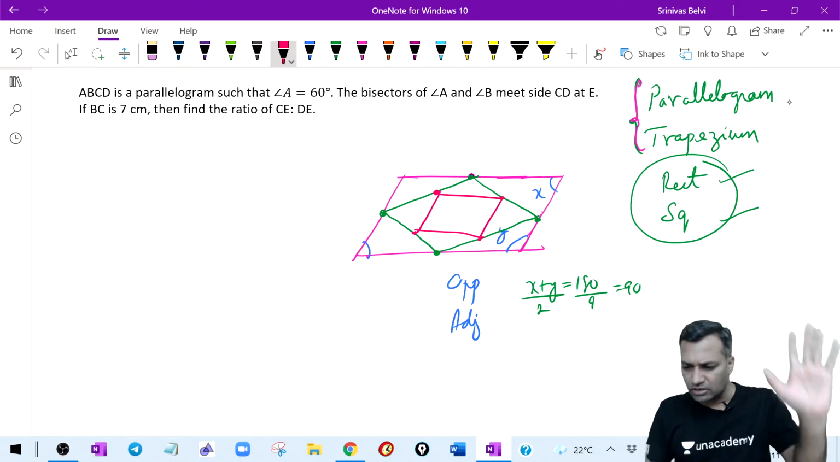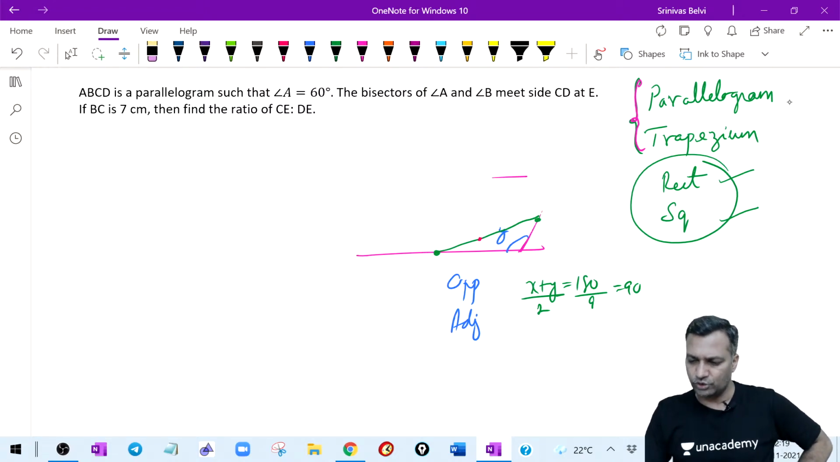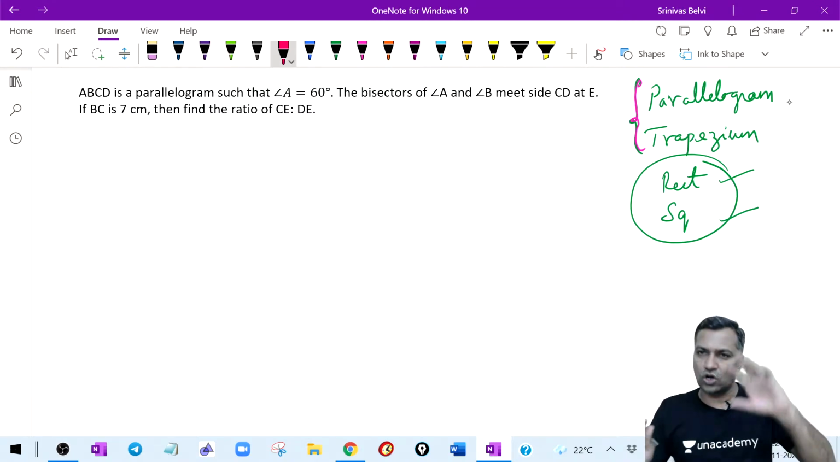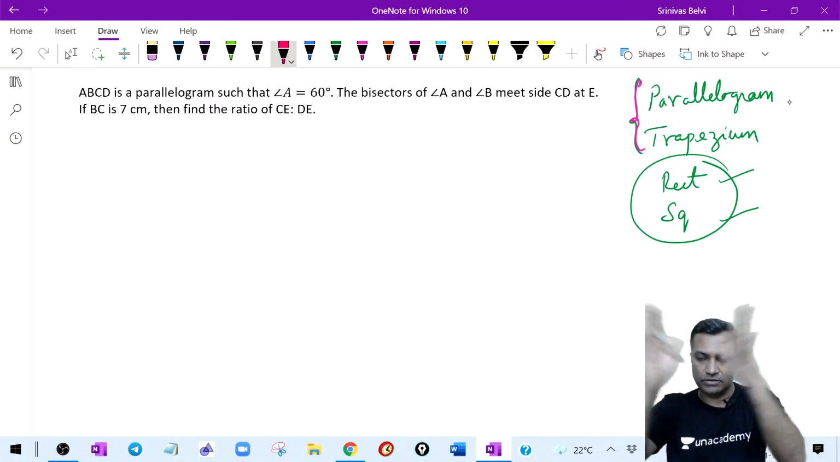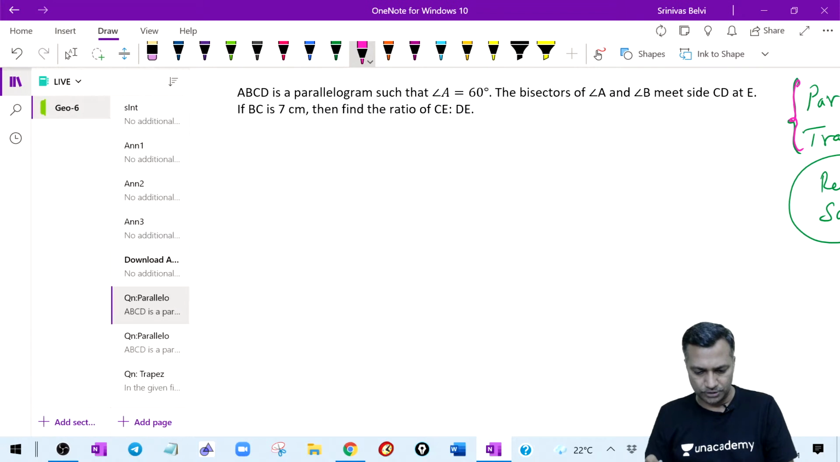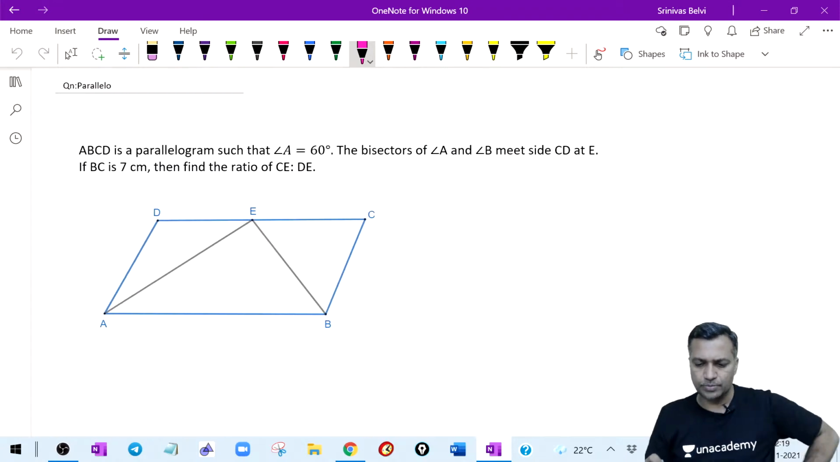Fair enough. These are some of the points you may have to keep at the top of your mind. Not just this, many more. As we go along we will see, but at least on the face of it, these are the things you might have to consider. Let's quickly take a look at this particular question.